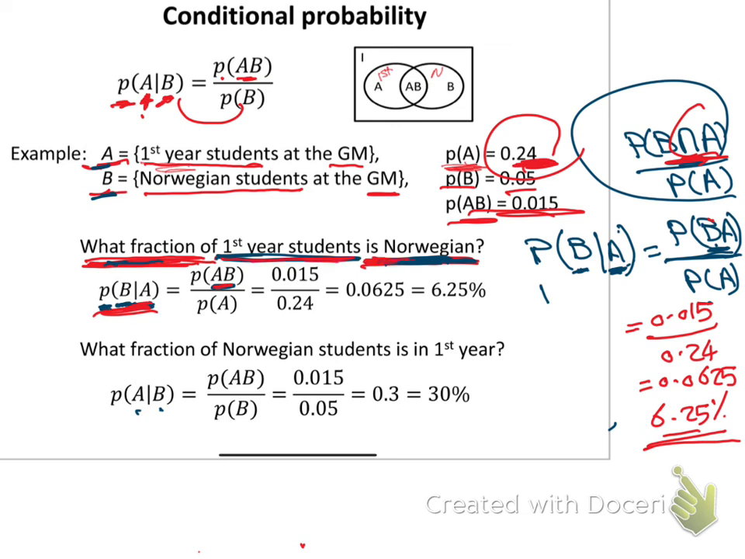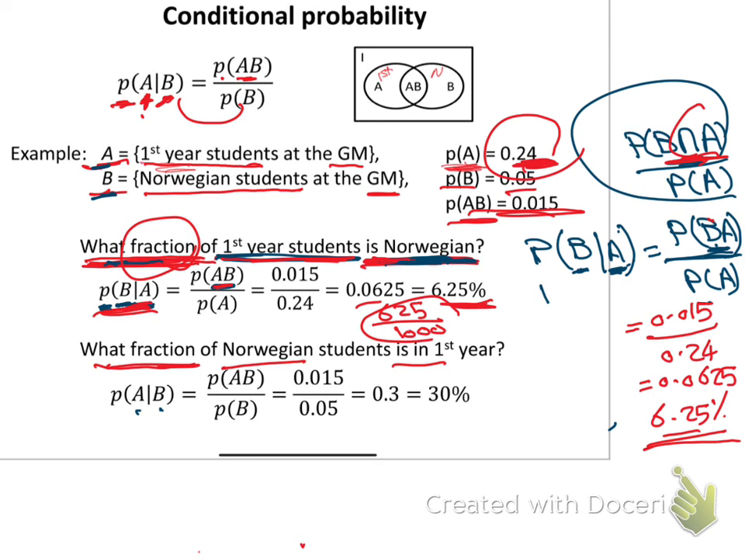So if he asks the question in a different way, what is the fraction? Here actually it should be 625 over 10000, because he asked about the fraction. So this is a fraction, not a percentage or decimal. But anyway, all of them are right, but it depends on the question itself. So what is the fraction of the Norwegian students in the first year?